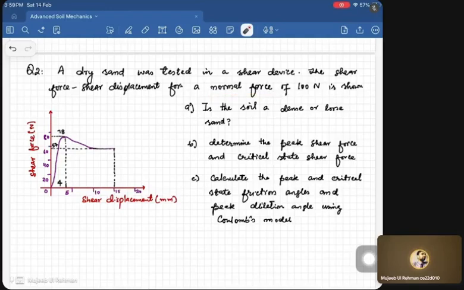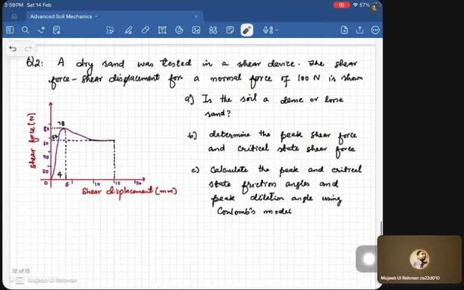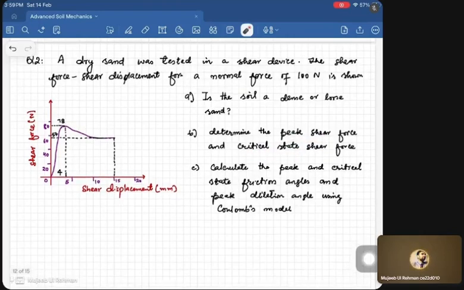Now the first question that is being asked is whether the soil is in a dense or loose state, or is the sample loose or dense? The second question is to determine the peak shear force and the critical state shear stresses. So we have to determine the peak shear force and the critical state shear force, and also part C, which is asking to calculate the peak and critical state friction angle and the peak dilation angle using the cohesionless model.